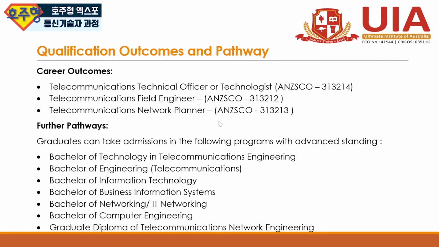What are the occupation outcomes if somebody graduates from the Advanced Diploma of Telecommunication Engineering? The outcomes are 3 occupations. In general, if you study a qualification, it may give 1 or 2 occupation outcomes, but with this qualification you can get 3 occupations. You can choose any of them, and you are eligible to get a skills assessment. For applying for PR you need a skills assessment.